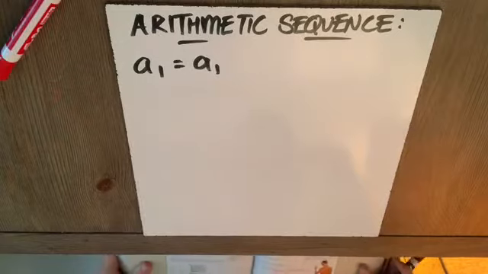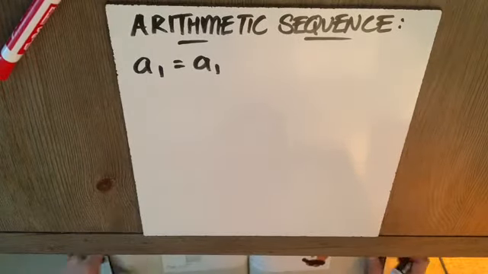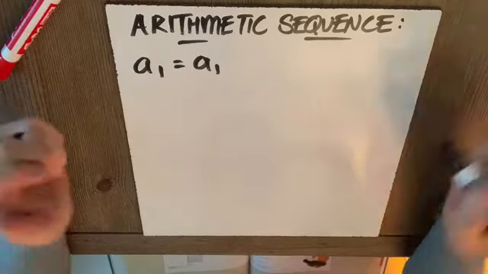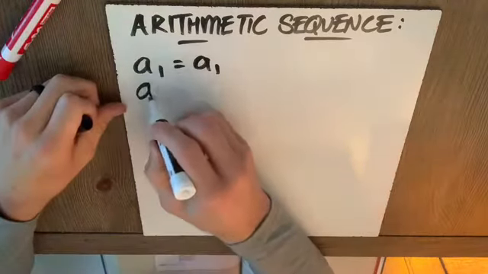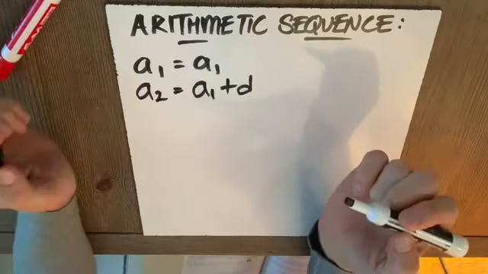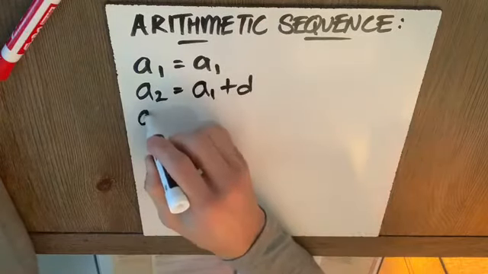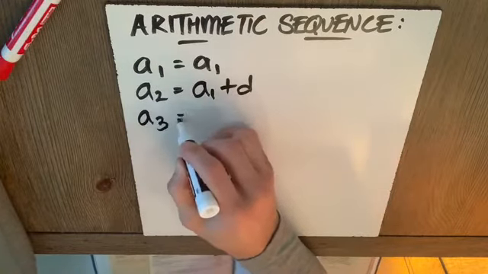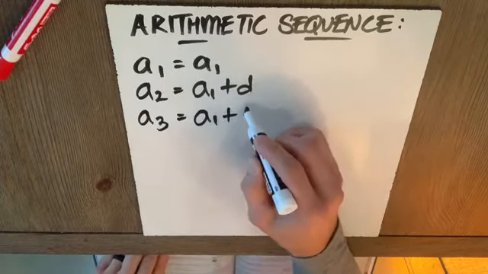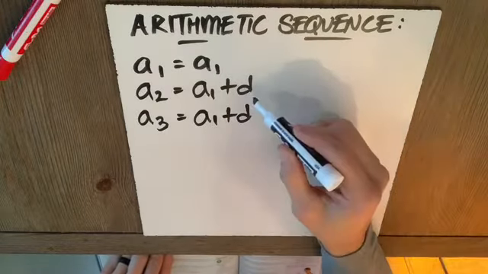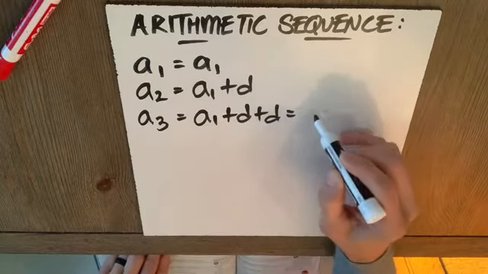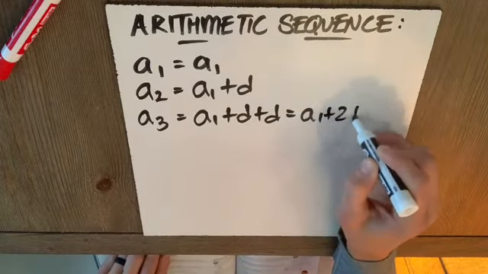Let's try to find a general formula for any arithmetic sequence. For any arithmetic sequence, the first term will be the first term. And our second term, A2, will be the first term plus whatever that common difference is. Our third term will be the second term, or we could say the first term plus whatever the common difference was. Well, that's actually a second term plus another common difference, which would be A1 plus 2D.